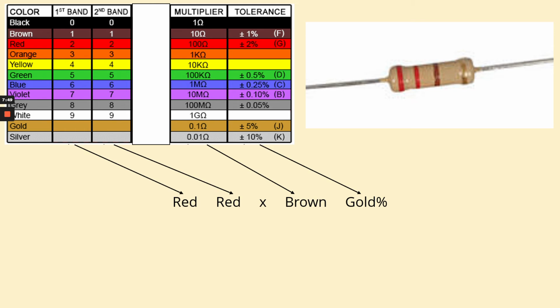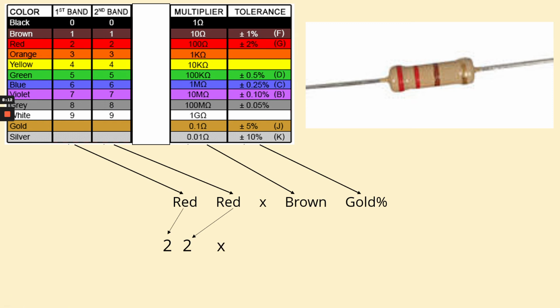Awesome. So let's go through the answer. So red is our first band, so we get it from the first column, and we go down to red, which is 2. Writing down 2. The second band is red again, so we go to the second band column, and we find red, which is 2. So now we've got 22.